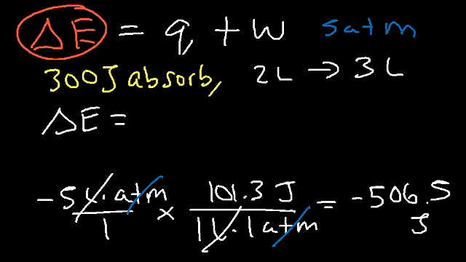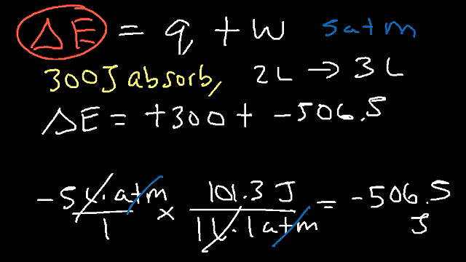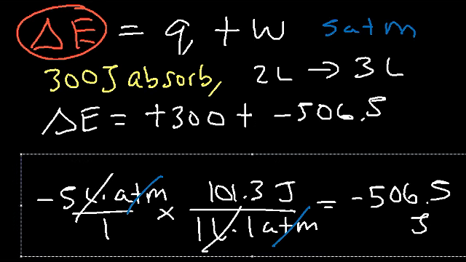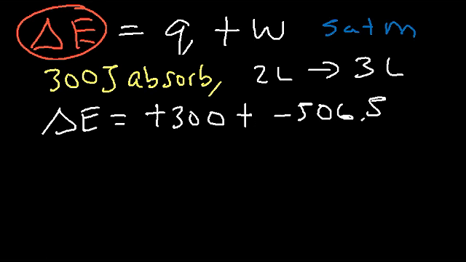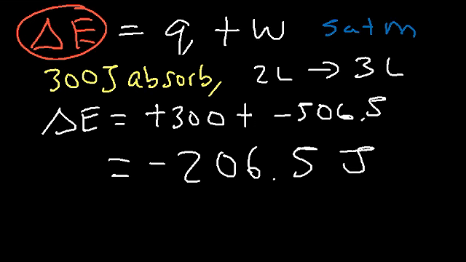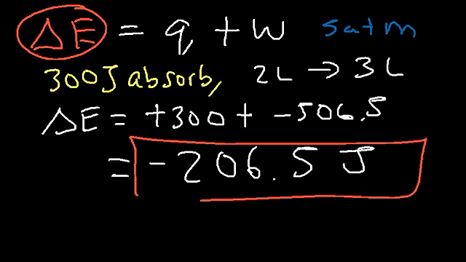Let's plug in what we have into the delta E equation. Since heat energy is absorbed, it's endothermic. Q is positive 300 and W is negative 506.5. So 300 minus 506.5 is going to be equal to negative 206.5 joules. So that's how much energy the system lost overall.